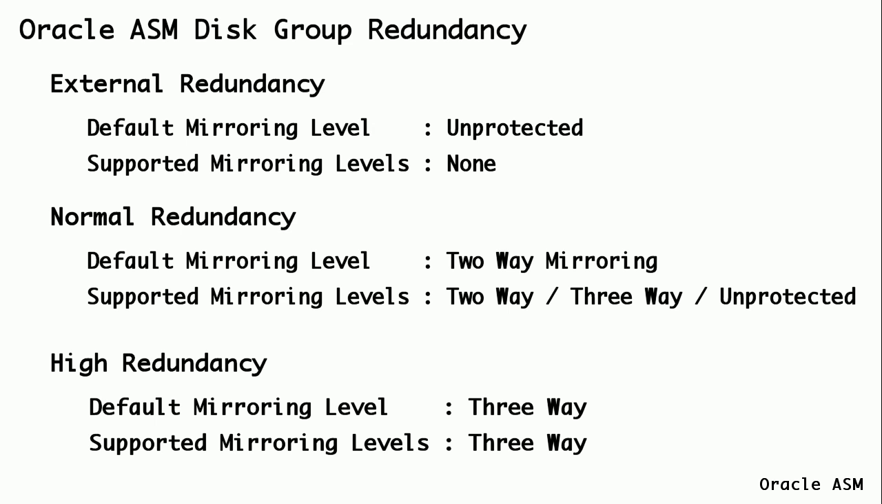Remember, for normal and high redundancy disk groups, do not use storage level mirroring provided by storage vendor because that will cause poor performance due to double mirroring. One at ASM level and another at storage level.